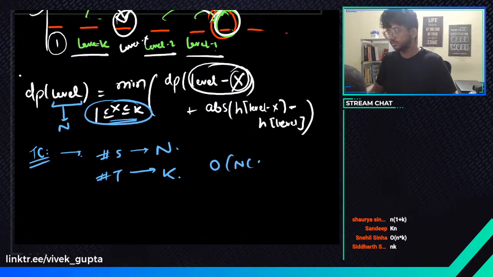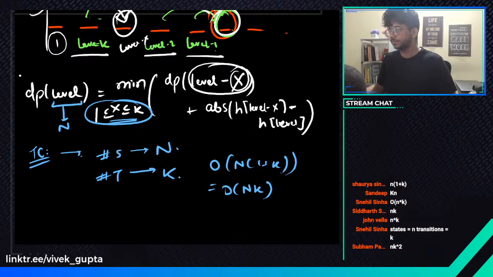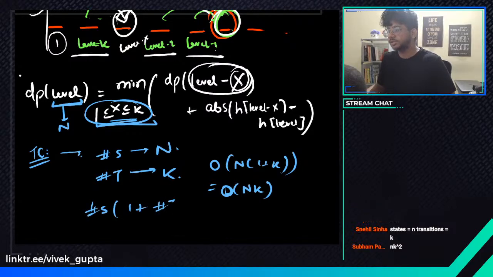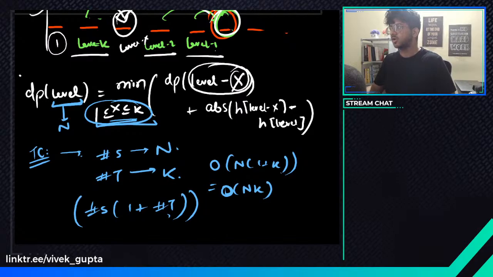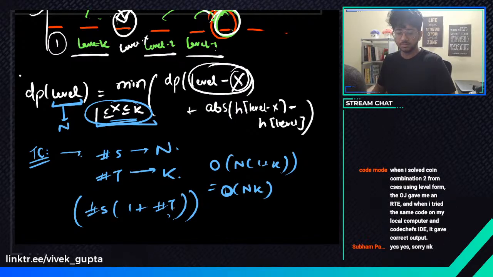So order n into k. No, Shoma, why is it n into k square? States are only n, right? And transition is k. So we use the formula that we know, number of states into 1 plus number of transitions. Okay. The cost to calculate the transitions and stuff is all order 1. So it doesn't really add anything over here. So it is this. Okay, so this is the thing.